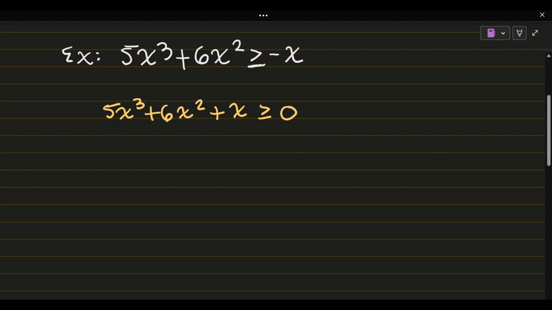Okay. Now my goal is to factor completely. I want to factor this as much as I can. The first thing I notice is that each of these terms shares an x, so I can factor out an x here. And I'll have x times x squared plus 6x plus 1 is greater than or equal to 0.